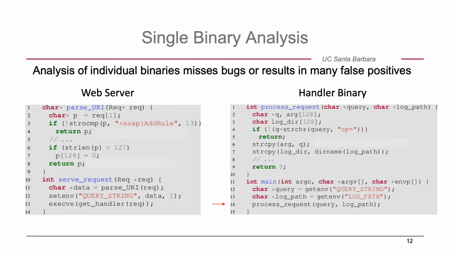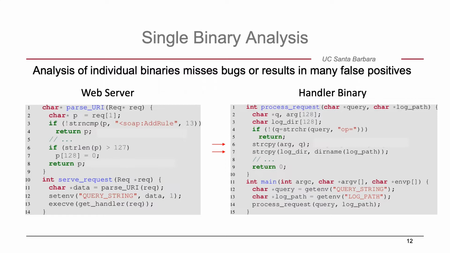And then you're processing the request. What you do here is, for example, you check, is there some string op in there? And if not, you return, and otherwise you copy some values, in this particular case the query string and the log path, into two local arrays. You see here on lines 2 and 3, these are local arrays in that function process request, right? And in some sense, what you see here is that you have a string copy, right? That's an obvious potential problem that can lead to a buffer overflow. If you have a very long string, it gets copied into a local buffer, and that can lead to a vulnerability, right?